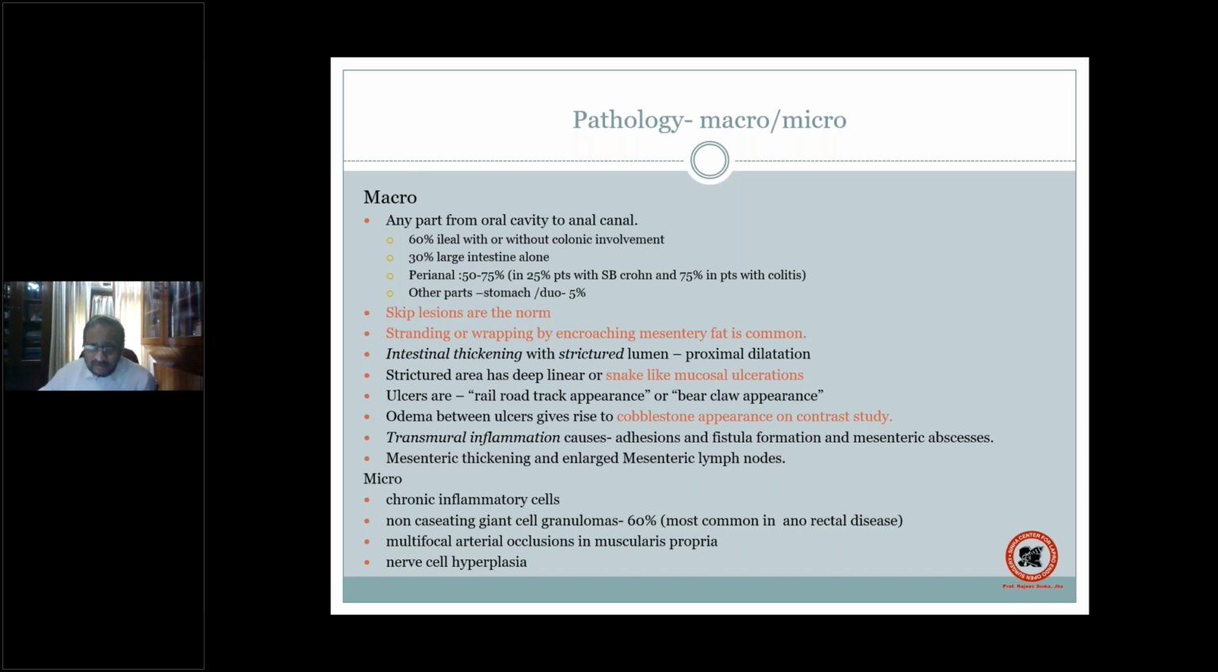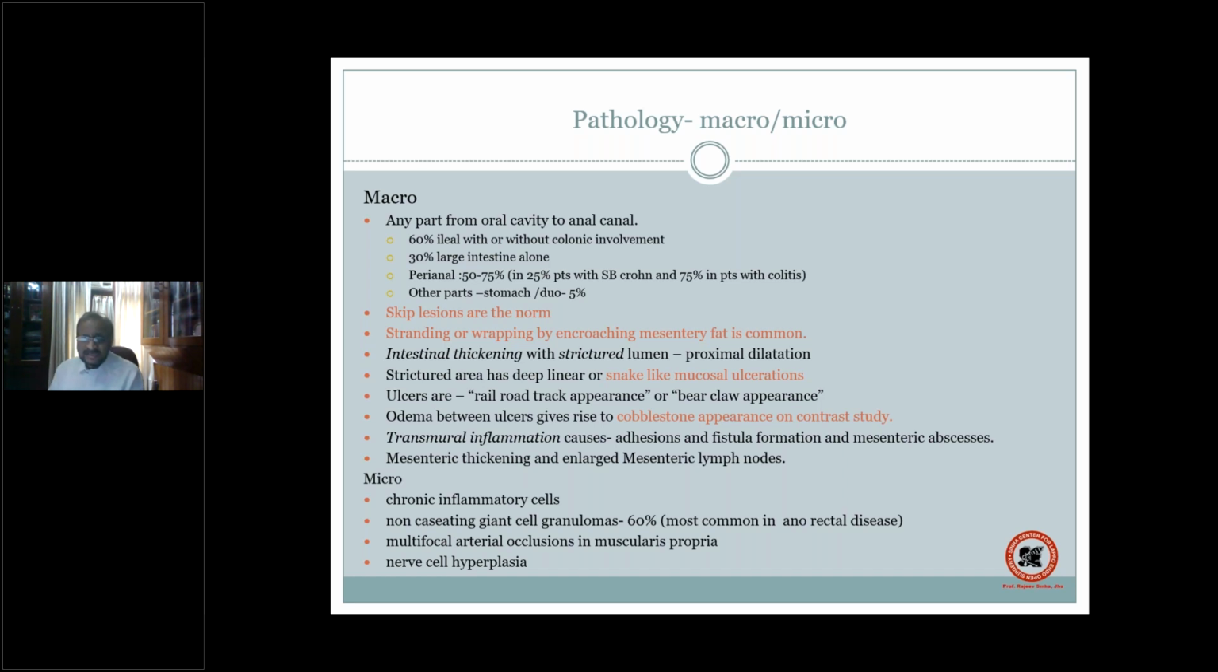If you look at the mucosal surface of that particular area where stricture is occurring, you'll find a snake-like mucosal ulceration in the strictured area. Ulcers, what is the shape of the ulcer? Either a railroad track appearance or a bear claw appearance. So either you have a bear claw appearance or a railroad track appearance of the ulcer, which are serpiginous ulcers on the mucosal surface.